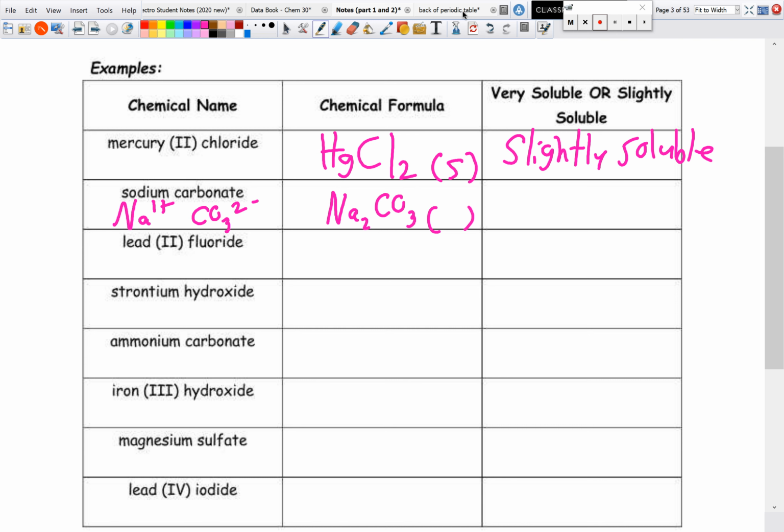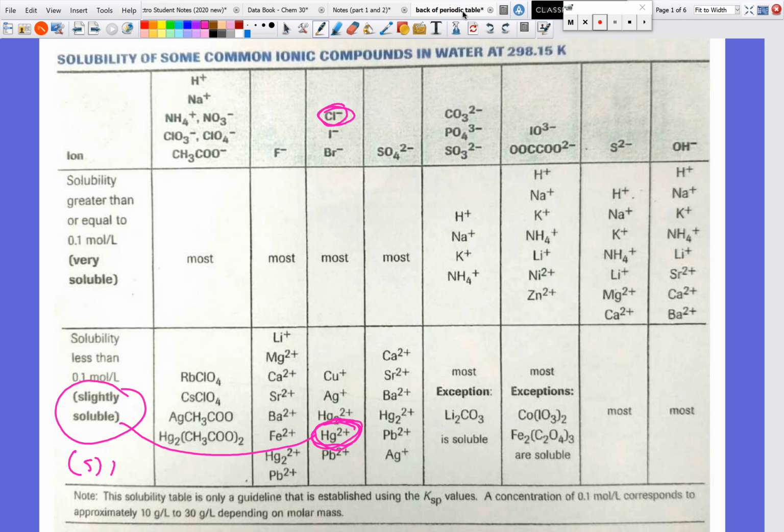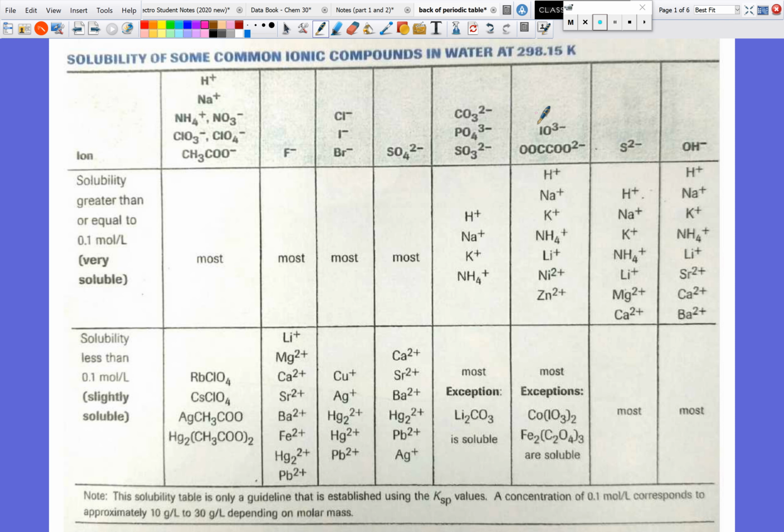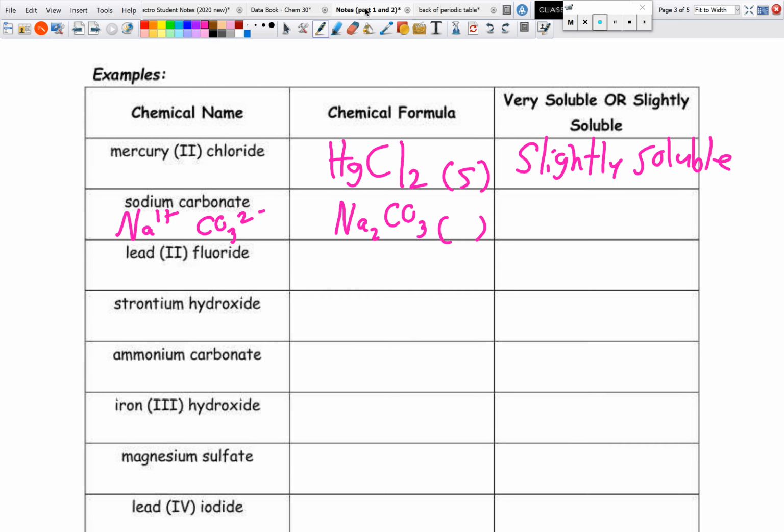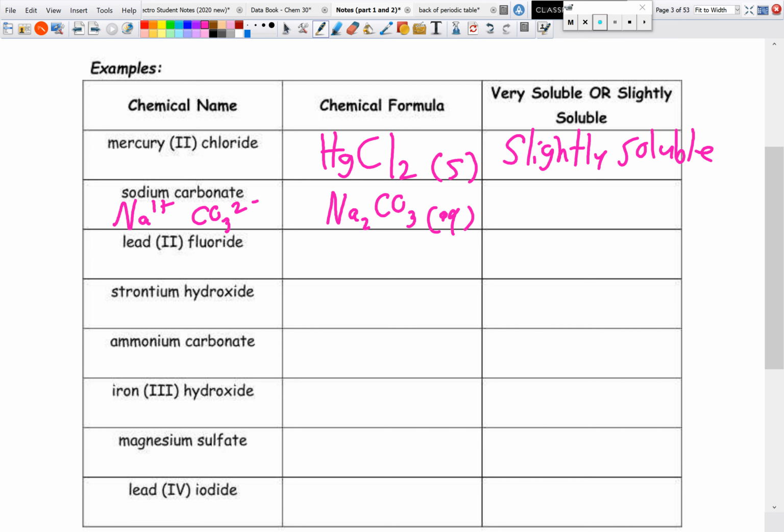Now I'm going to go to the back of the periodic table and find out. So we find our anion first, the negative charge ion. That is going to be our carbonate, which is this one right here. So we have to figure out where the sodium is going to be. We have only a few carbonates right here that are very soluble. We got hydrogen and sodium. So that means it's going to be very soluble, or we can write AQ. So we're going to go back, write AQ, and call it very soluble, just like that.